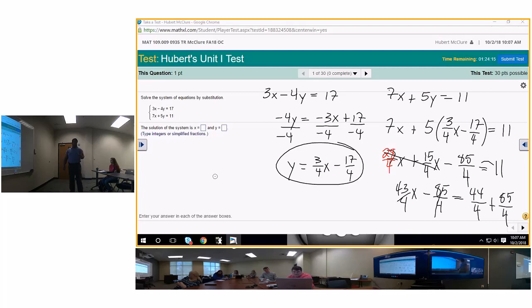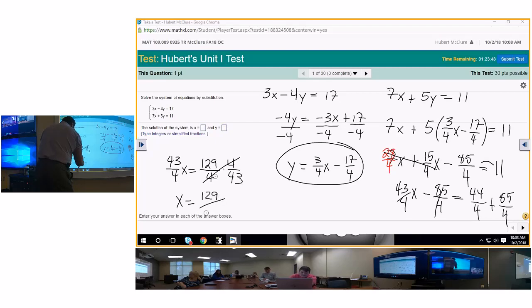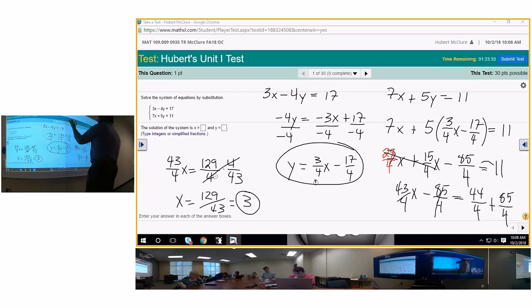Let's go over here. 43 fourths x is equal to 129 over 4, multiplied by 4 over 43. Oh my gosh, look at there. The 4s cancel. And you get x is equal to 129 over 43, and I bet that comes out to be 3. You can plug that 3 in anywhere you want. You can plug it into this one, this one, or this one. I don't care which one you plug it into.